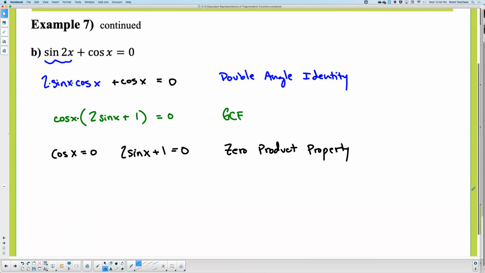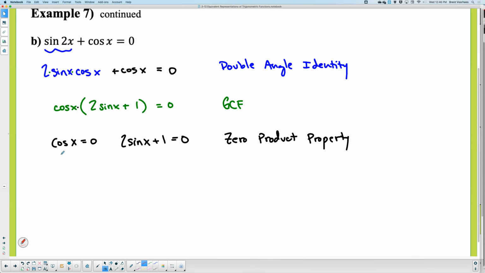Okay, so you could write these out using inverses, but I would use the unit circle from here to solve for that. Where would cosine equal 0? At these two spots. What are those spots? Pi over 2 and 3 pi over 2. If you want to do the inverse, you could write it out: x would equal cosine inverse of 0. But the two answers there are going to be pi over 2 and 3 pi over 2.